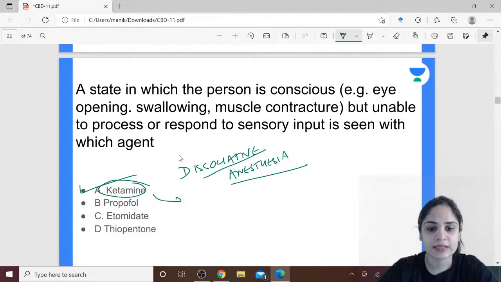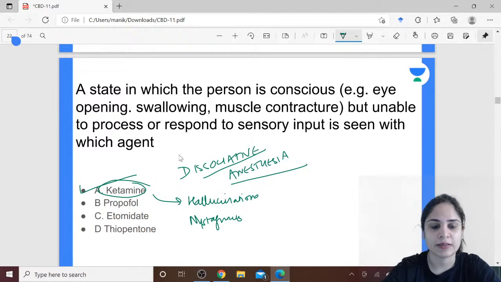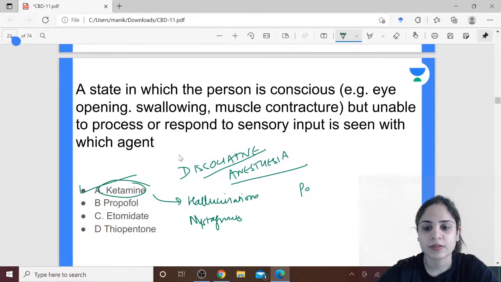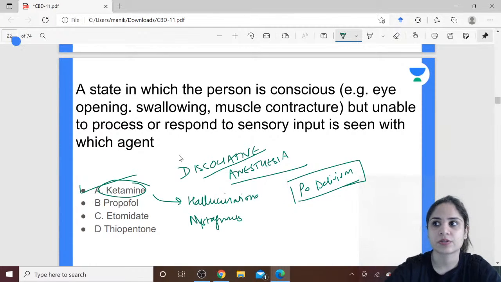Other things that we see with ketamine, remember, are hallucinations, especially visual and auditory hallucinations, and you also see nystagmus in the patient. These things are very specific for ketamine. And you also get post-op delirium with ketamine, on awakening.